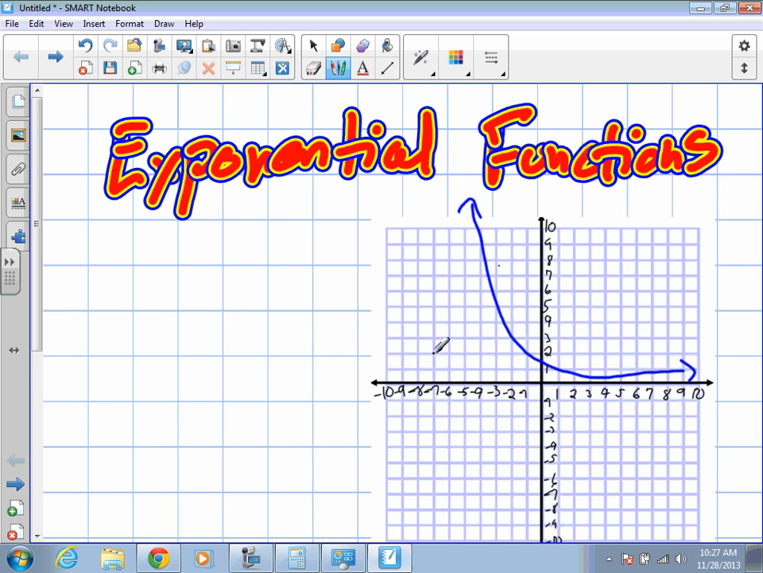Now, exponential growth and decay both will never cross our x-axis for what we're doing. It's called an asymptote. So it's something that it'll never touch. It'll get closer and closer and closer, but never touch it.